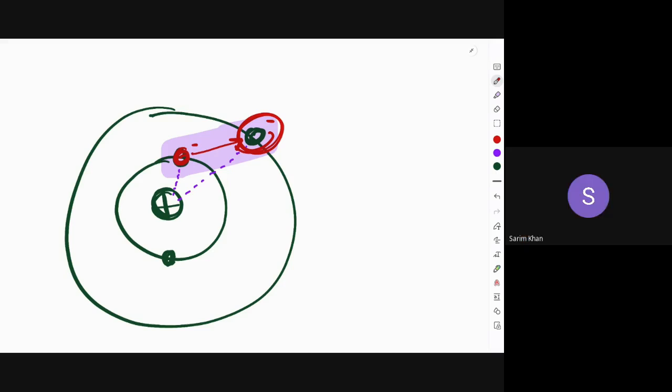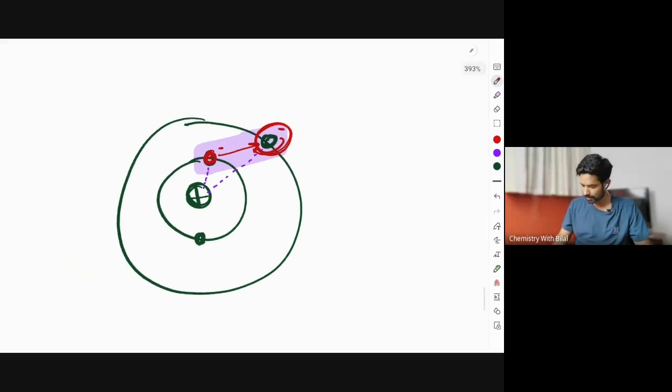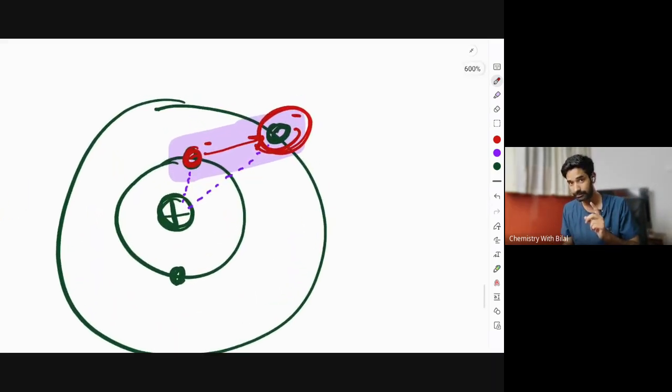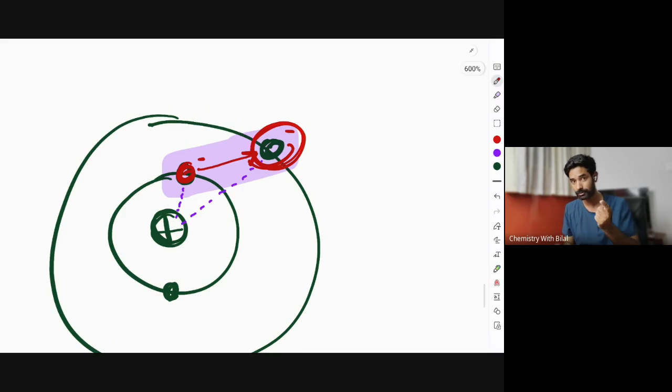Richard, do we have to factor in that if the repulsion force is greater than the attraction of the nuclei? If the repulsion force is greater, then it would go away, and if it's less, then it would come inside. That's an excellent answer. Sarim says we need to see the repulsion and attractive forces, but look at the advantage of repulsive forces compared to attractive forces. Repulsive forces are present closer to the electron.